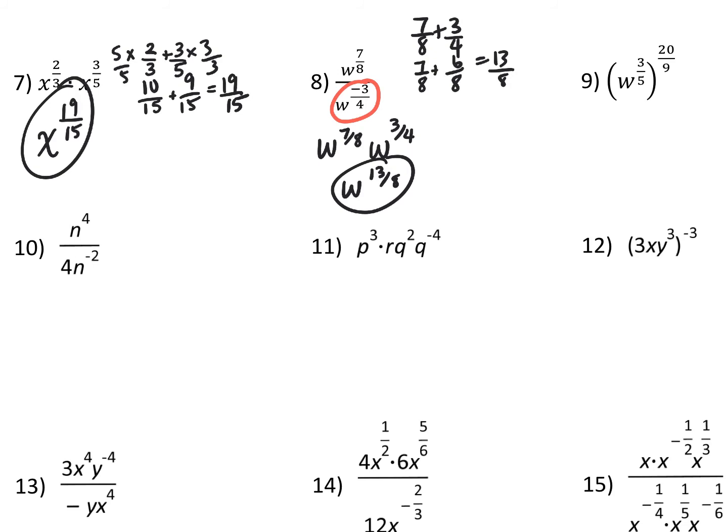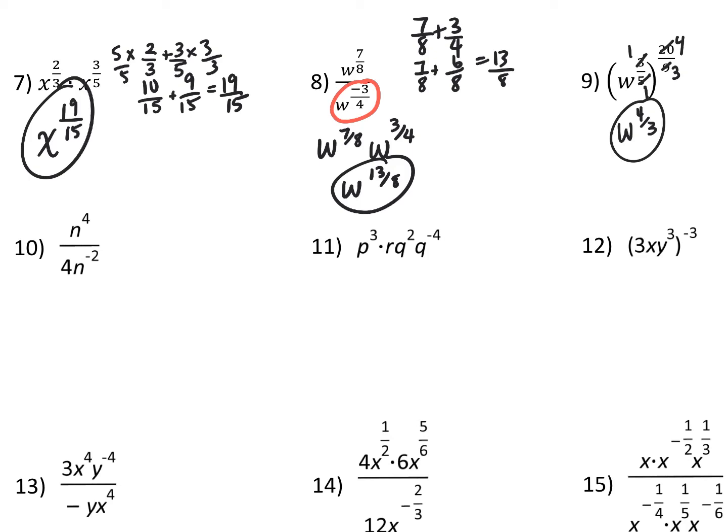Okay, and then I've got w to the 3/5 to the 20/9. So I'm multiplying my exponents. Now, multiplying, I can multiply the top, multiply the bottom, reduce in the end, or I can cross reduce here. This becomes 1 and 3. 5 divided by 5 is 1, 20 divided by 5 is 4. So I end up with w to the 4/3.